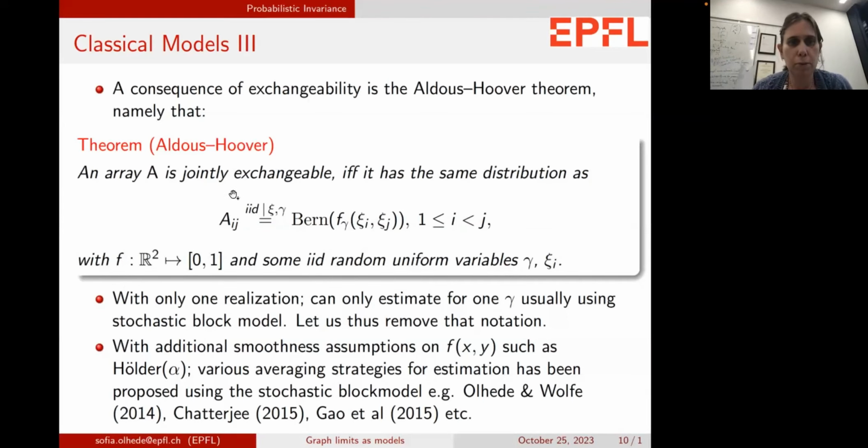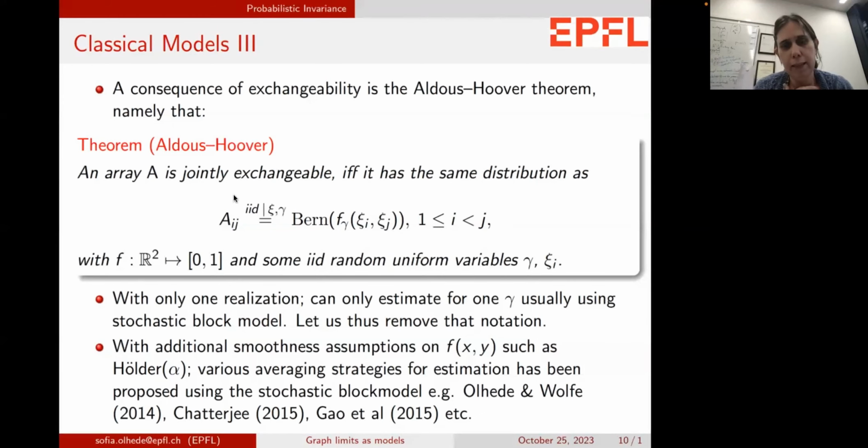And normally, we just observe one network. We'll see a few more networks a little bit later. But normally, we just observe one, and then we can only estimate f gamma for one gamma. So we're going to get rid of that notation gamma and not worry about it. Now, what have people done? Well, they've assumed that this function f, which no longer has the gamma, is smooth. Maybe it is Hölder smooth. And they've proposed various ways of averaging the adjacency matrix in order to estimate f.